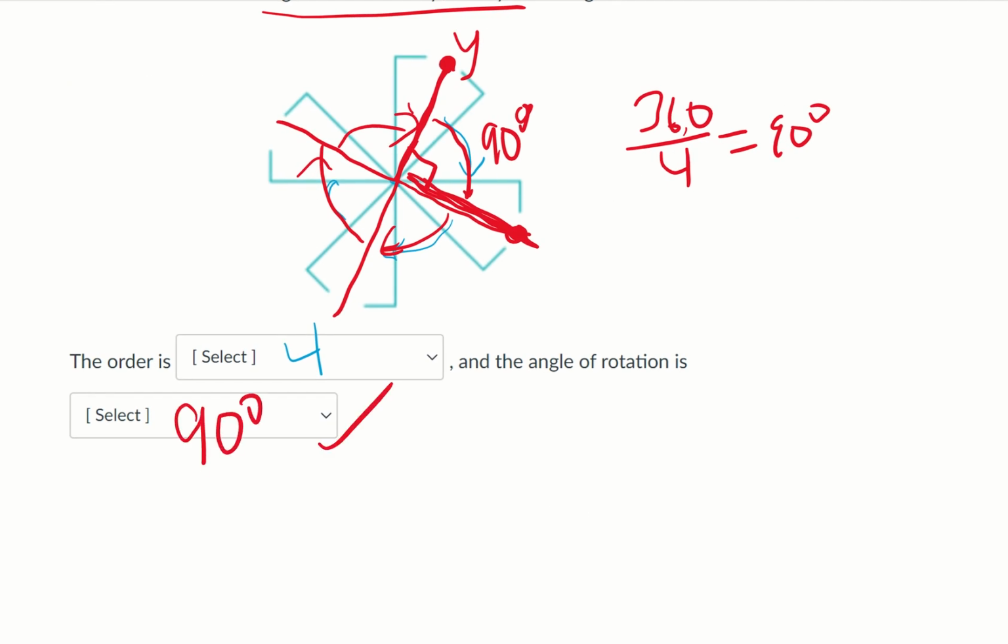If there were 5 blades and they were equally spaced apart, then you would do 360 divided by 5. So it depends on the order. 360 divided by the order generally tells you how far apart they're spaced.